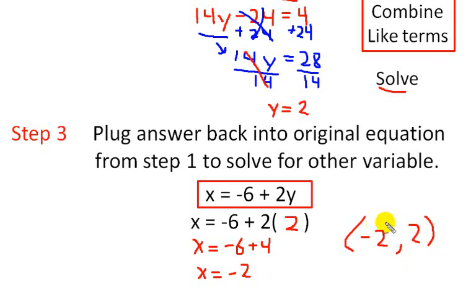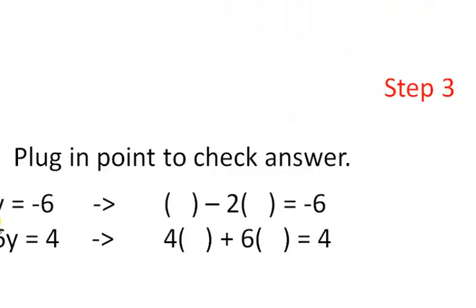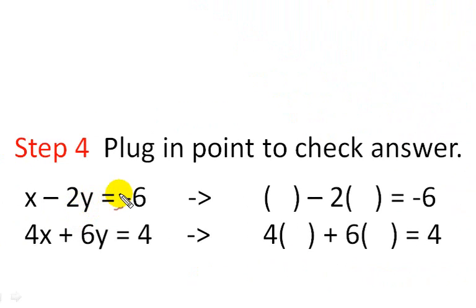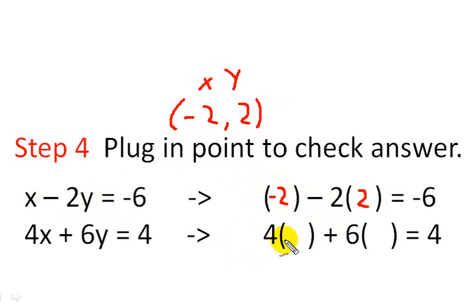Okay, so now we can jump to step 4 to check this answer. To check this answer, we're going to take the original equations and plug in what we found for x and y. x was negative 2 and y was 2. So we're going to plug these into our equations. I have x minus 2y, so my x is negative 2, minus 2y, where y is 2. The bottom equation I had 4x plus 6y, where y is equal to 2. So now I'm going to see if these both are true statements.